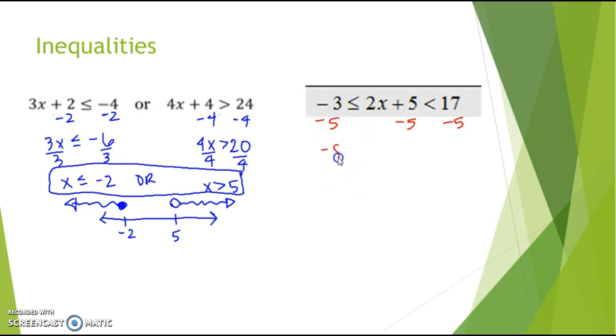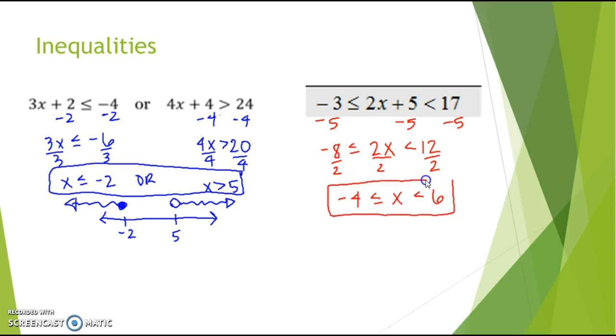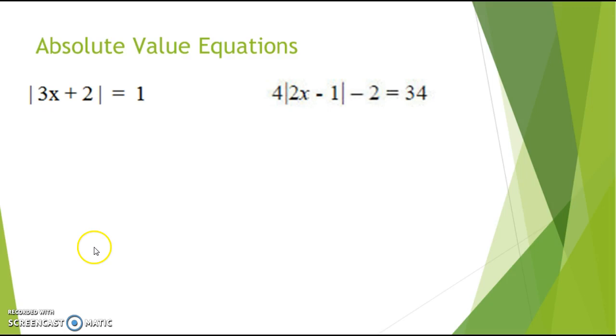So negative 3 minus 5 gives you negative 8. And then I'm left with just a 2x. And 17 minus 5 gives you 12. Then I'm going to divide everything by 2. So negative 4 less than or equal to x less than 6. And I'm just going to leave it in that form. Keep in mind when you do inequalities, if you multiply or divide by a negative, you've got to switch your sign.